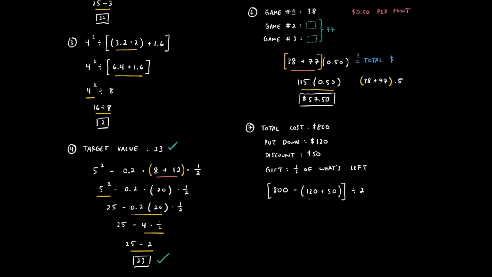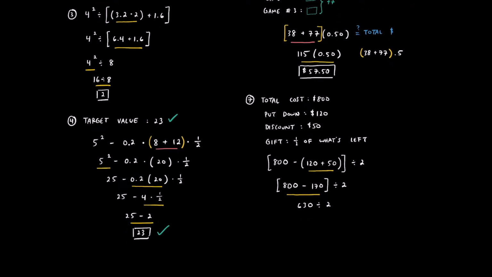So let's add this up first, because that's going to be the total that she's already paid or doesn't have to pay, right? So 800 minus, that's $170 that she already paid. She got the discount, and she said, I have $120, so I'm going to pay it right now. If the total cost was 800, but she already paid that, it makes sense to subtract this. So 800 minus the 170 she's already paid, that's going to be now $630. But remember, for her birthday, they're paying for half of what's left. So 630 divided by 2 equals 315.